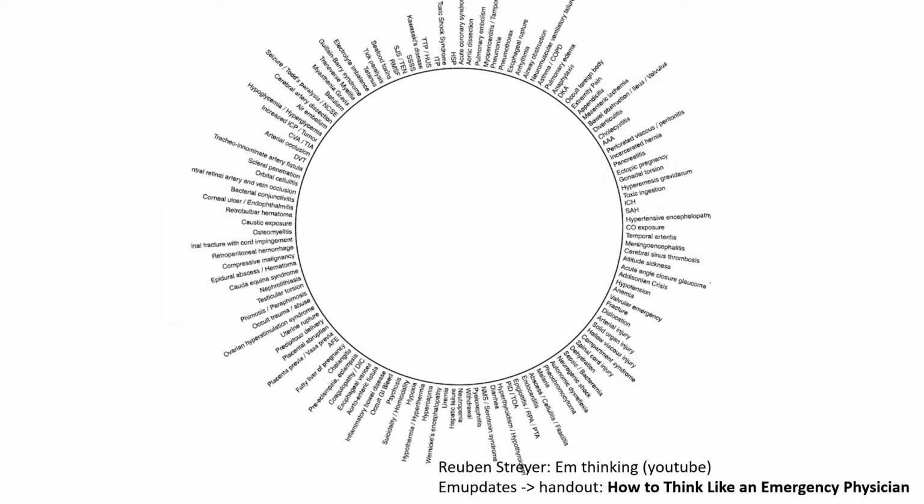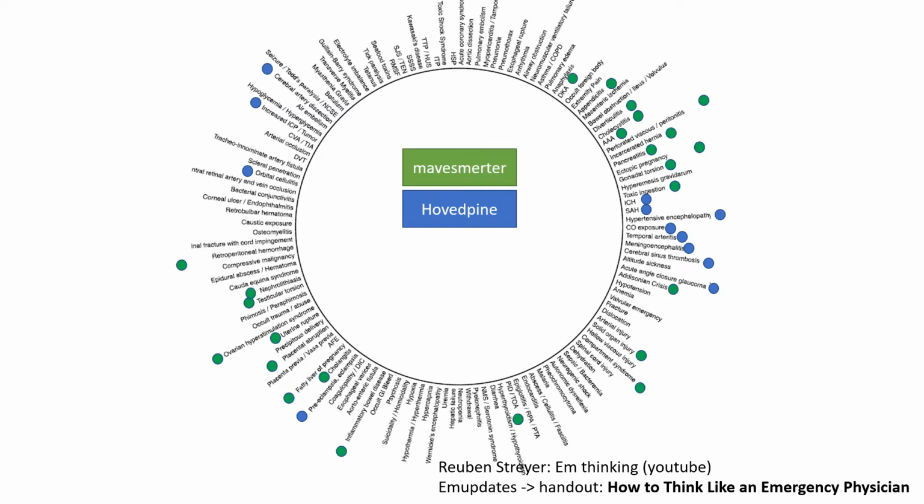And from these syndromes and illness scripts, you can distill further down and get a checklist, right? Reuben Strayer has done something similar, with this wheel where you can plot in your headache, your belly pain, your chest pain, and get an overview of the conditions that you need to know about.